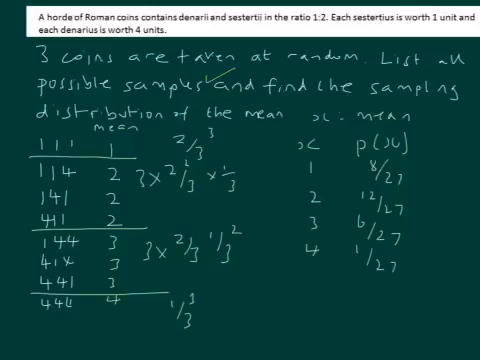Just as a double check, 8 and 12 is 20, 20 and 6 is 26, 26 and 1 is 27, so we've got 27/27. So this is now our sampling distribution of the mean.